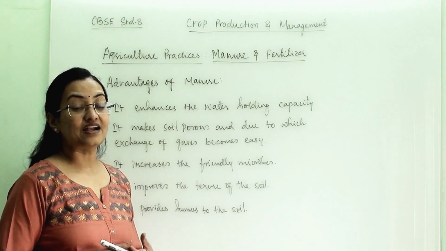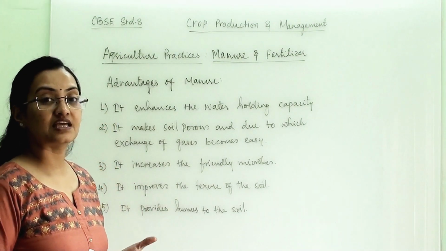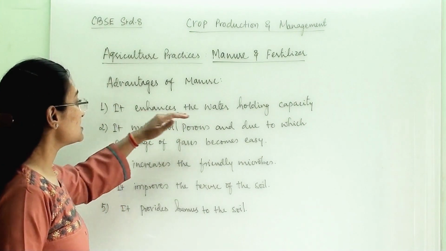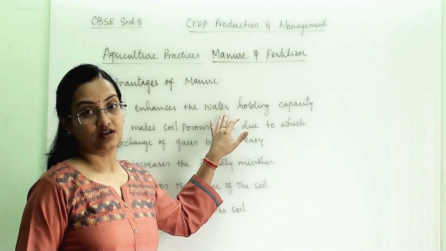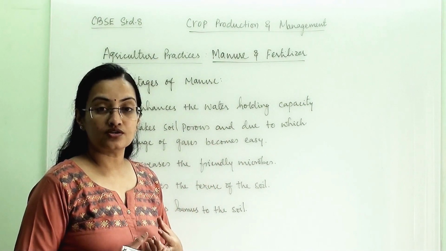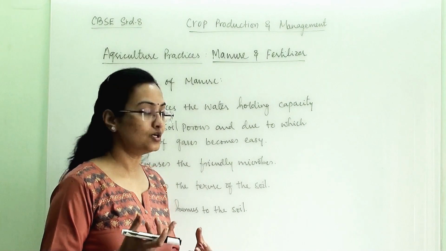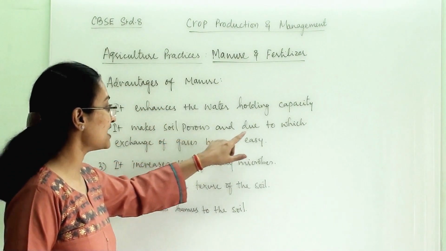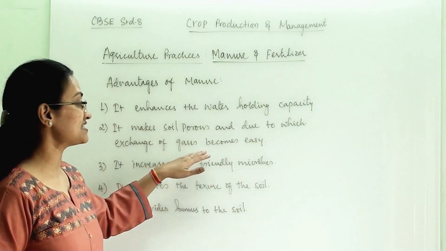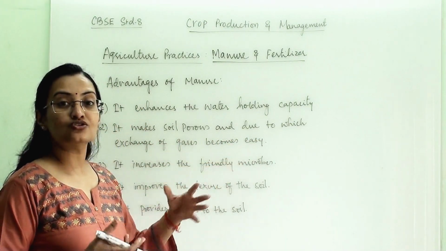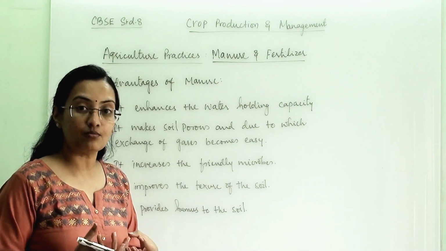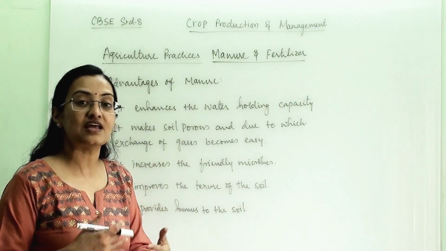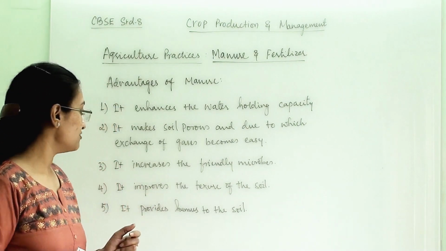So what are the basic advantages of manure, and why do we say that manure is preferred over fertilizer? First, it enhances the water holding capacity of the soil. The more water the soil holds, the more beneficial it is for the crop. Second, it makes the soil porous, due to which the exchange of gases becomes easy. Because of this decomposed organic matter, the soil texture will change and become porous, so gaseous exchange becomes easy and beneficial for the plants.